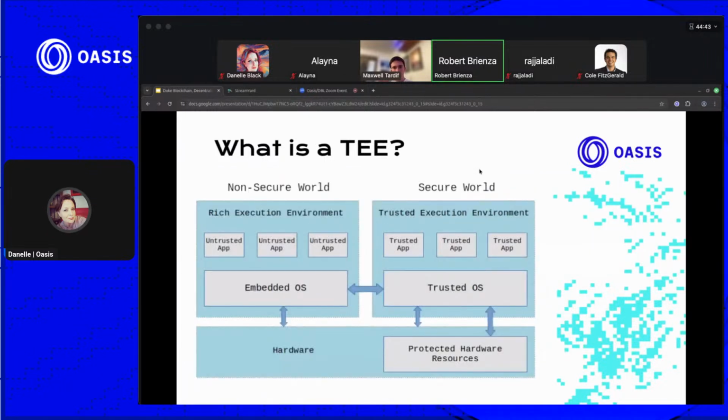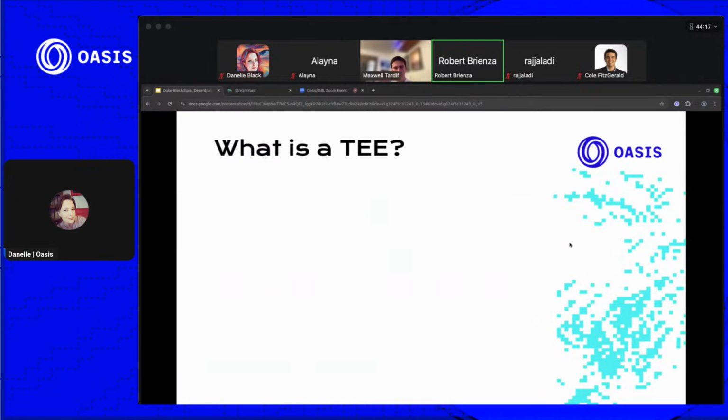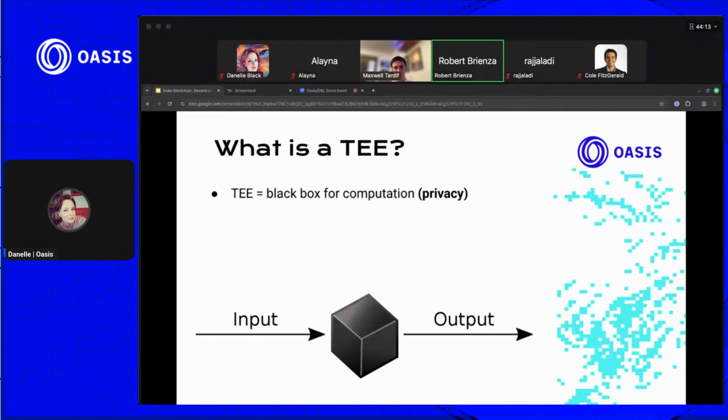Okay, so let's just have one simple diagram, perhaps. So a TEE, we have this non-secure world of computing, and we have this secure world of computing. We see the TEE is on the right here, and it has the secure world. And by secure, we have some sort of trusted applications, trusted operating system, and they're all stemming from this protected hardware resource. It's still a little vague, but we can see, okay, this is going to be some sort of hardware level security.